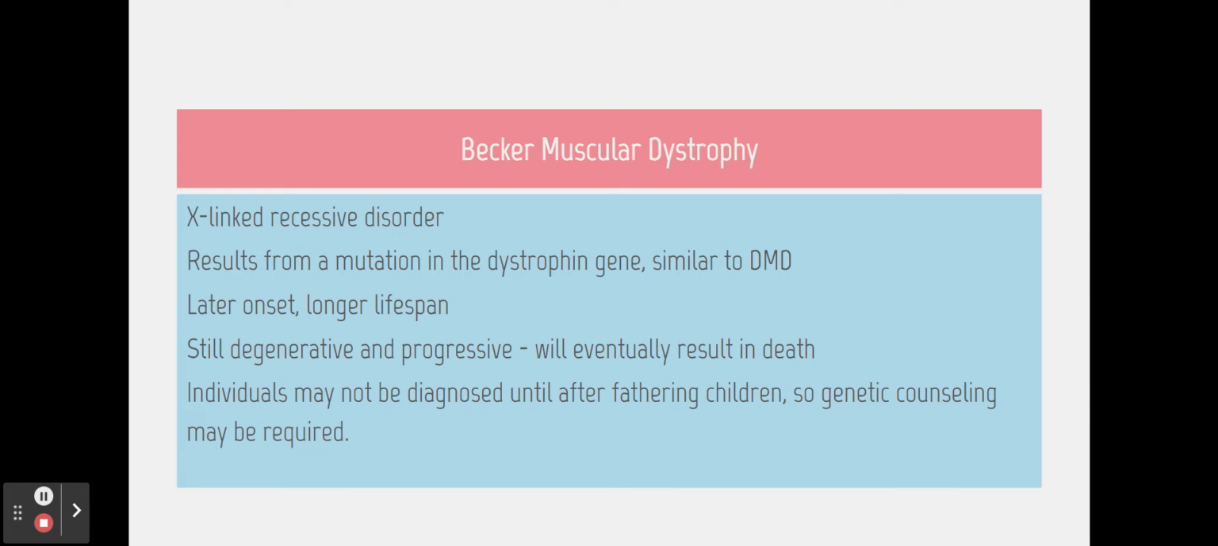Some people live into their 60s. It is still degenerative. It is still progressive. It will still eventually result in death, usually from cardiac causes. Individuals may not be diagnosed until after they have already fathered a child, so genetic counseling should be offered once it's discovered.